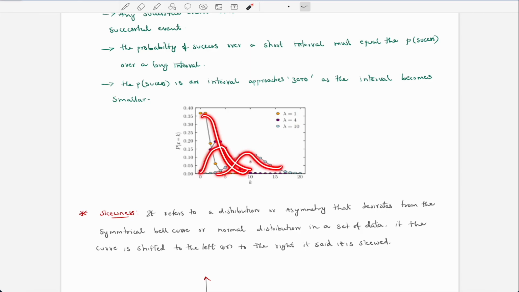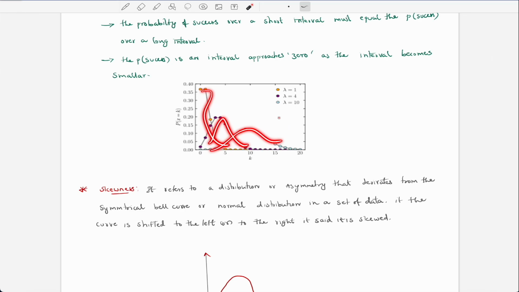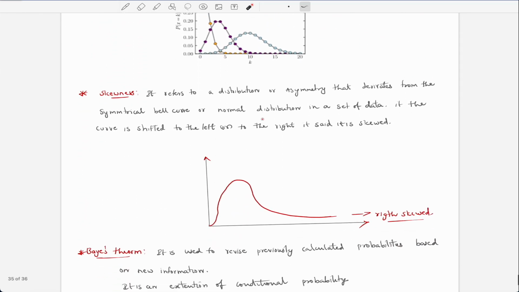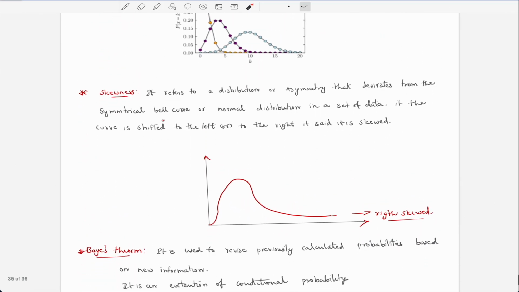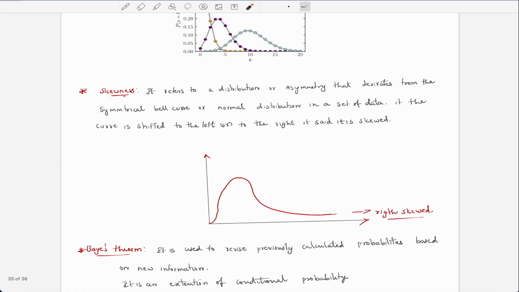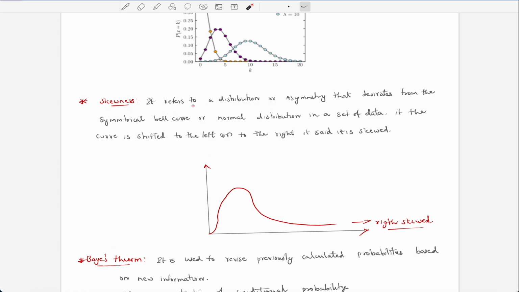These are the Poisson distributions, which give the intuition about the data. After that we have skewness. So what do we mean by skewness? It refers to a distribution's symmetry that deviates from the bell curve, or normal distribution, in a set of data.